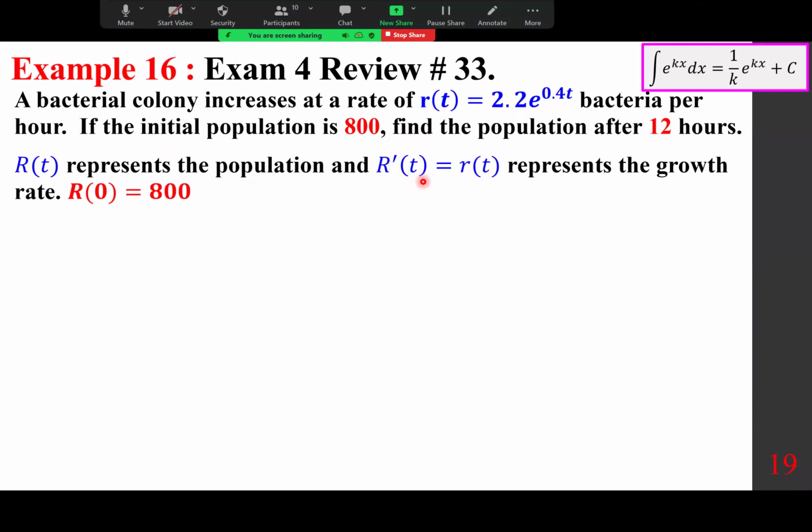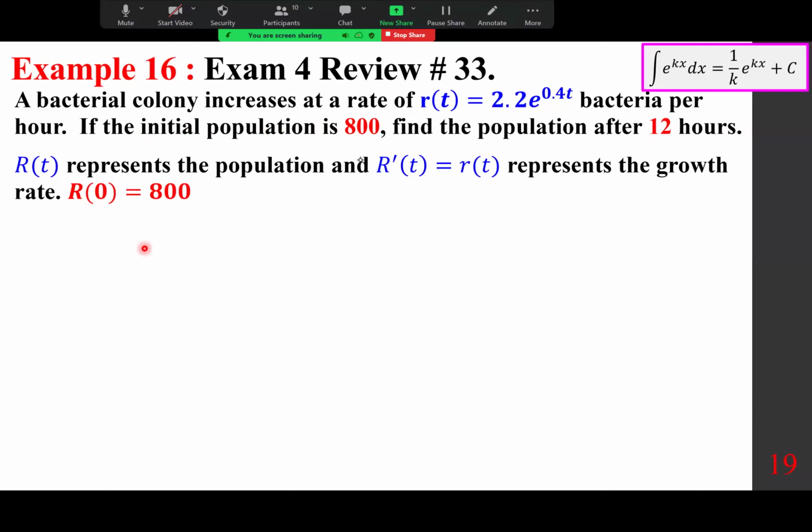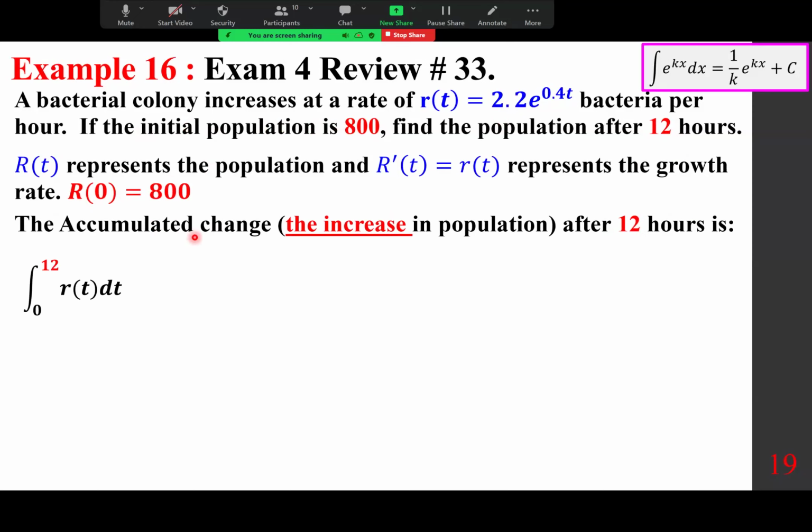Capital R prime of t, or lowercase r of t, represents the growth rate, with the initial population, capital R of 0, equal to 800. So we can use the accumulated change theorem or the net change theorem. The amount of increase would be the integral from 0 to whatever they say, in this case 12. So the accumulated change, the amount of increase in population after 12 hours, is the integral from 0 to 12 of r of t dt.